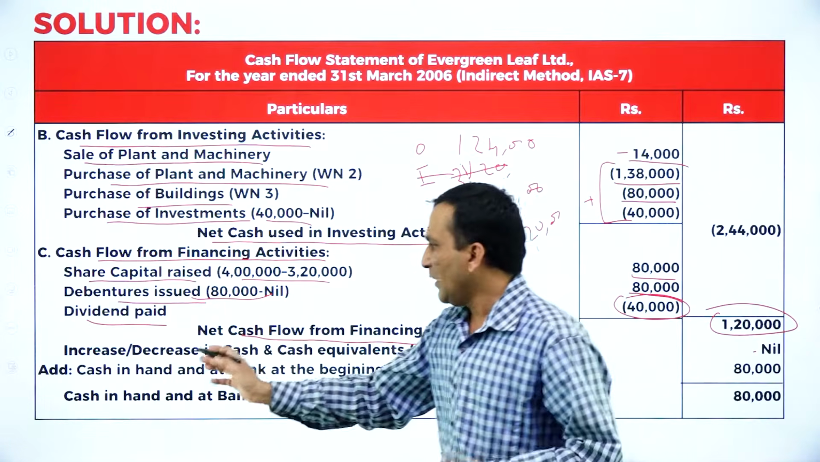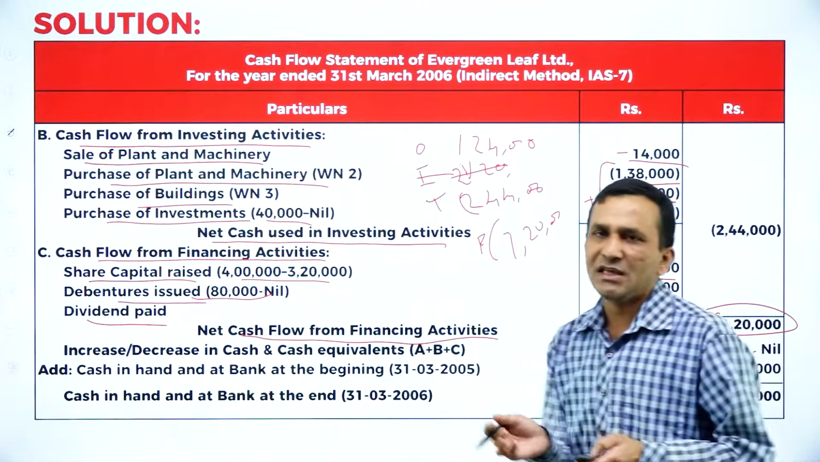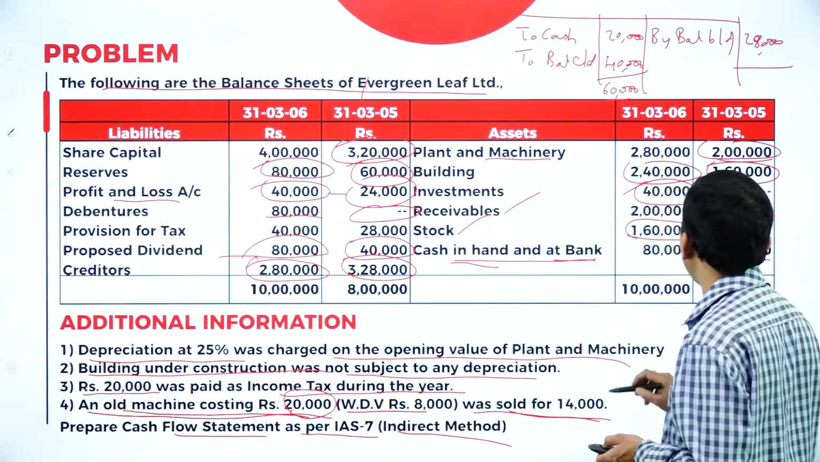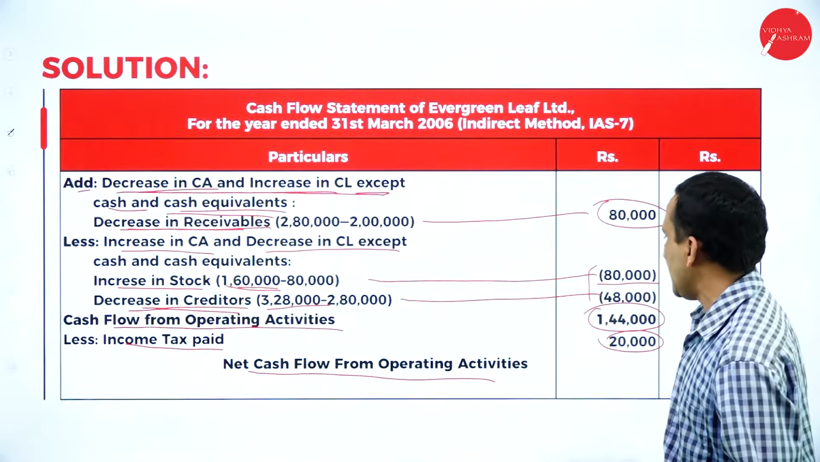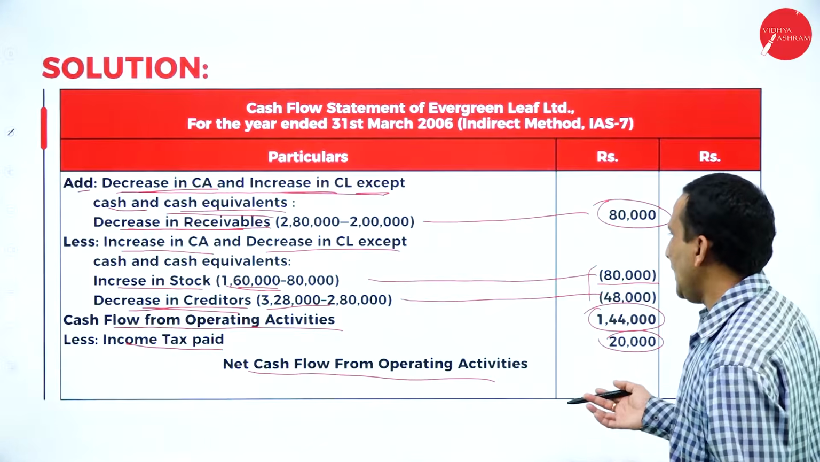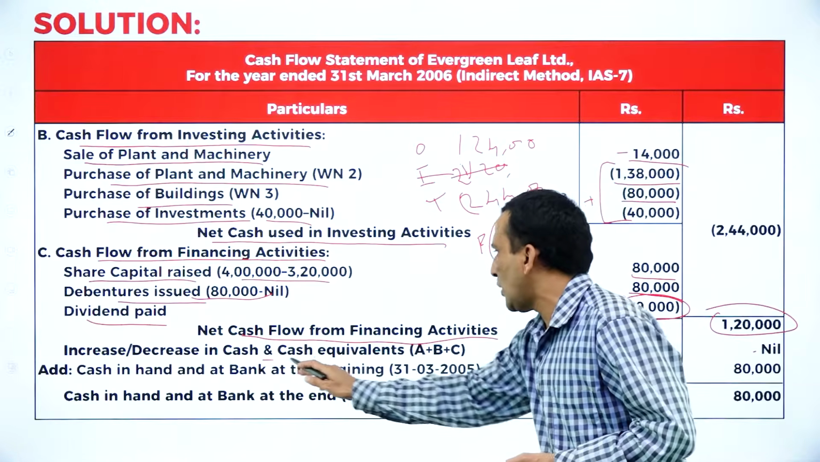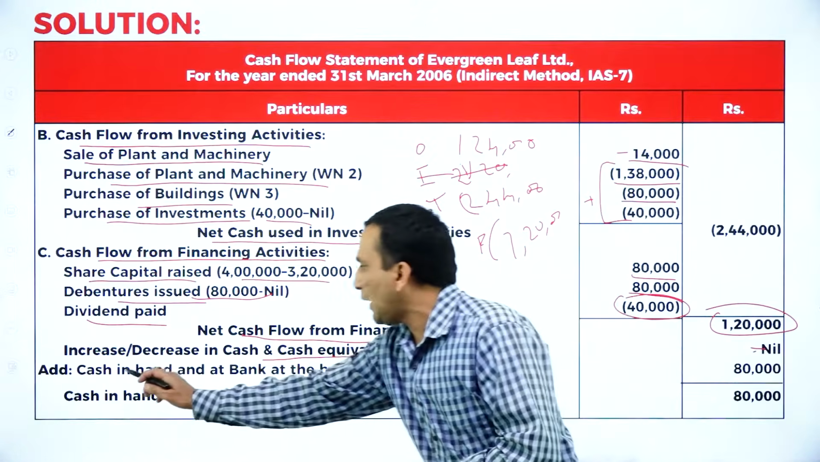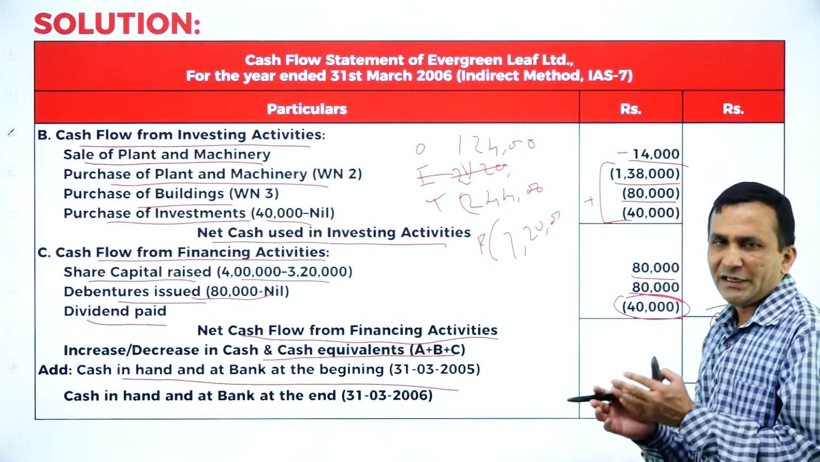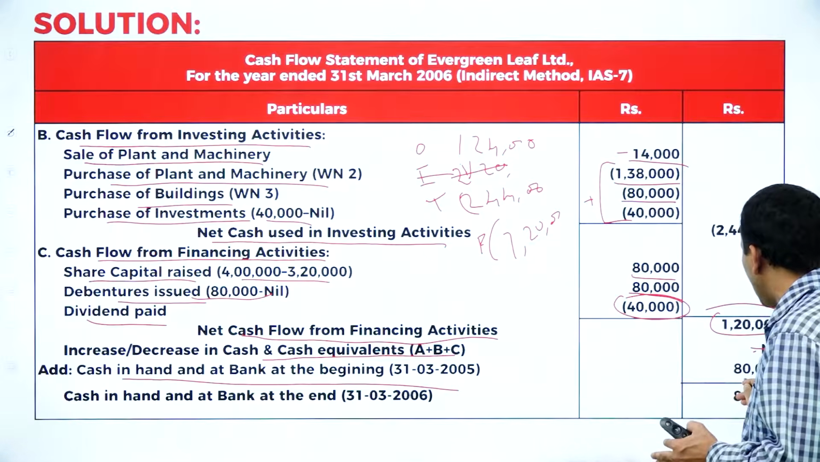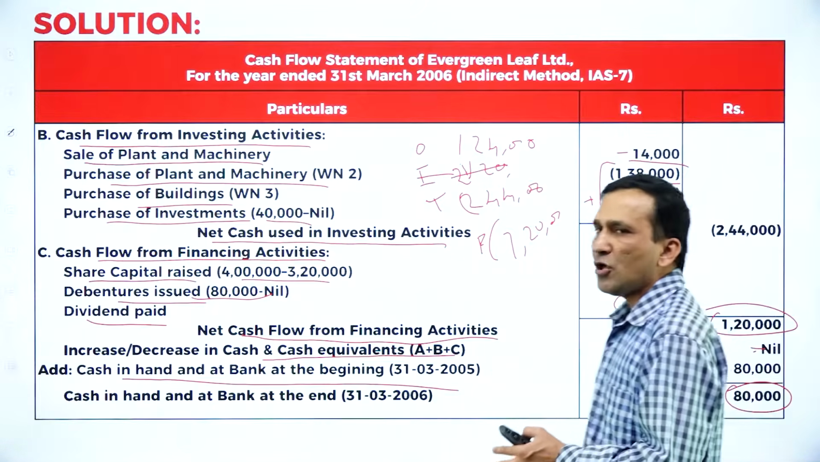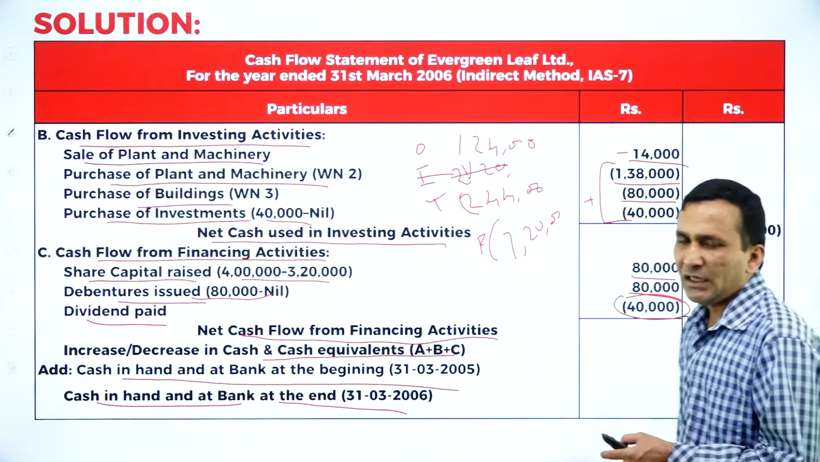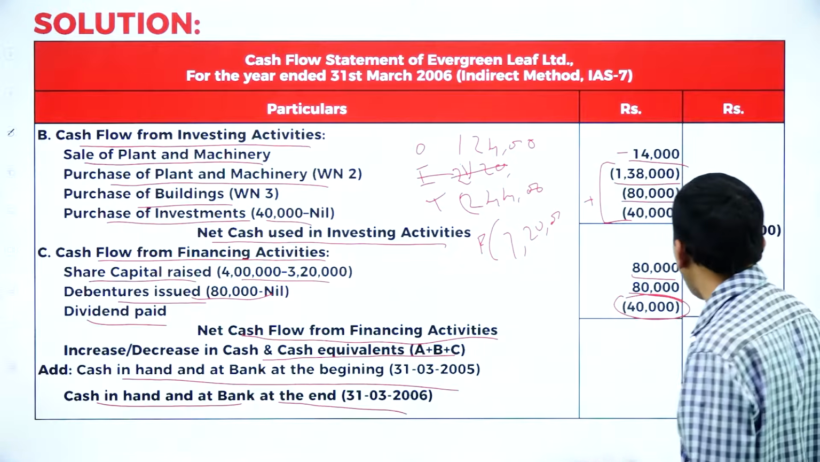Okay, now from the balance sheet, the cash balance is given. Now we need to refer to cash in hand and cash at bank. Opening balance 80,000, closing balance also 80,000. So here obviously we are checking the increase or decrease. There is no increase or decrease, that's why it comes to nil. If you add the opening balance of cash, 80,000, obviously the closing balance also tallies. Okay, so cash in hand and cash at bank at the end of 31st March 2006 is 80,000.